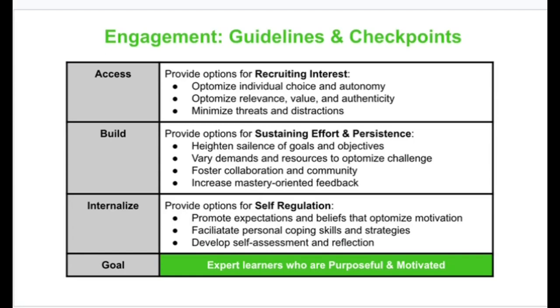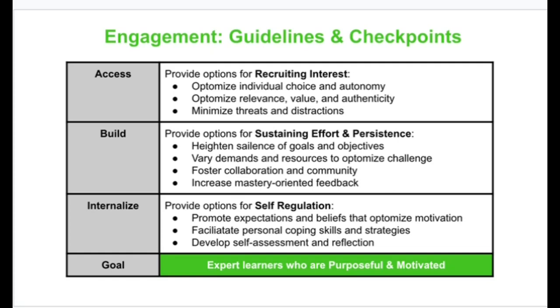For the why of learning, our engagement piece, such a critical piece after the pandemic. For access, provide options for recruiting interest. Optimize individual choice and autonomy. Optimize relevance, value, and authenticity. Minimize threats and distractions. To help your students build on the lesson, provide options for sustaining effort and persistence.